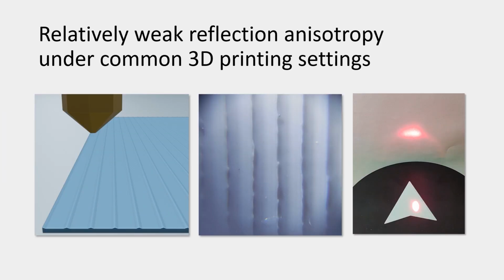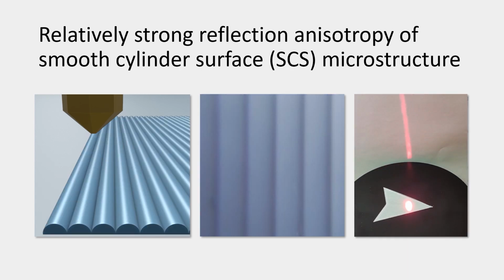Now I present the proposed AnisoTag. As shown in the right image, the microstructure generated by common settings has a certain reflection anisotropy, but its detection is still a challenge for inexpensive hardware. For easy extraction, we need more obvious reflection anisotropy that needs no complicated device or algorithm. Thus, we proposed the SCS microstructure, generated by slightly modifying the FDM 3D printing process, whose reflection anisotropy could reflect a collimated laser beam to an obvious illumination pattern.